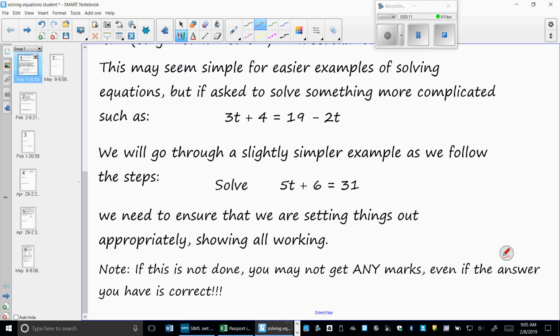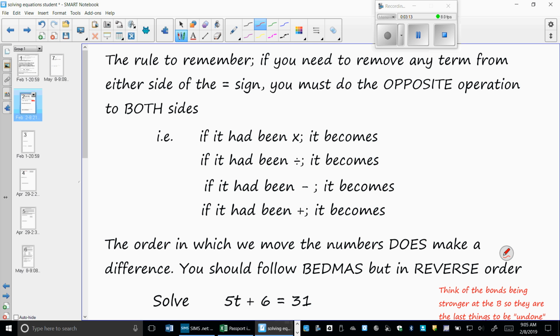So let's go back to this example. What we have to do is we're aiming to end up with x on its own. In order to do that, we need to remove any term from either side of the equal sign. If you need to remove anything from either side of the equal sign, you always do the opposite. So if something has been added on one side, to remove it, we have to subtract it. That makes sense, doesn't it? But it means that we must subtract it from both sides.